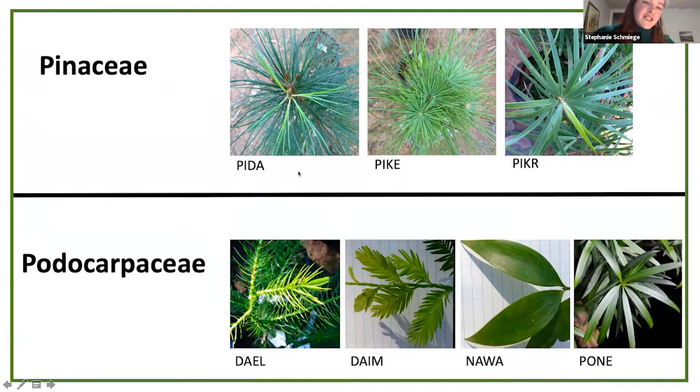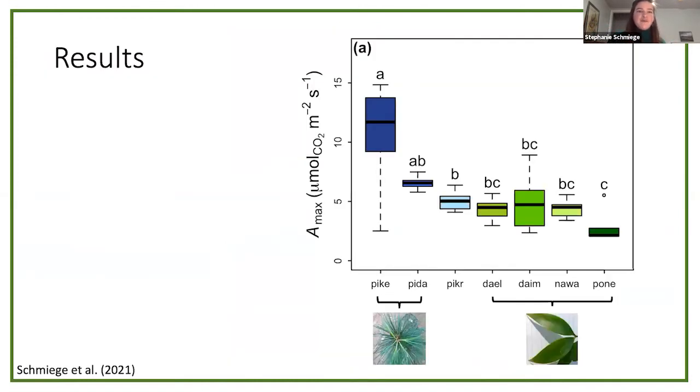These are just shorthands for all of the different species names. I don't know that you'll need to remember any of those. We'll deal mostly with the leaf shapes throughout. So let's look at some data together. We're going to start with our maximum photosynthesis here. All of our pines will be in shades of blue. All of our podocarps will be in shades of green. I've got little needle-like leaf morphologies and flat-leaf morphologies so you can follow along.